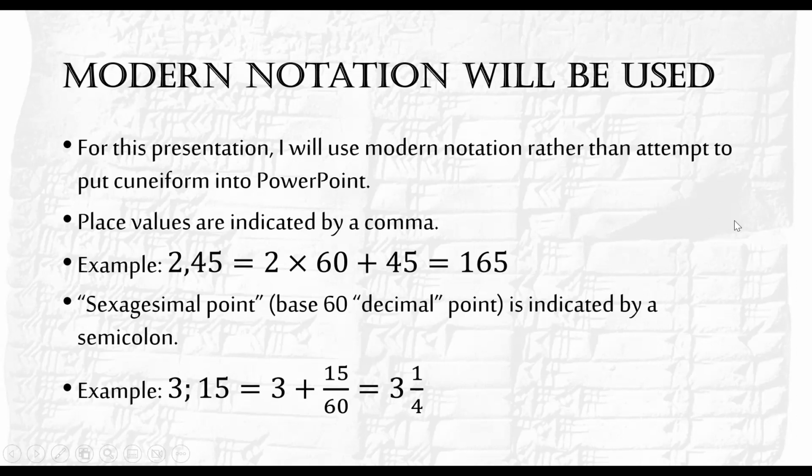The fractions, you could call them sexagesimal fractions, but instead of a decimal point, we now have a sexagesimal point. And that's a semicolon. We're using a semicolon for that. So if we see 3 semicolon 15, that's 3 plus 15 60ths. So that would be 3 1/4 in our notation.